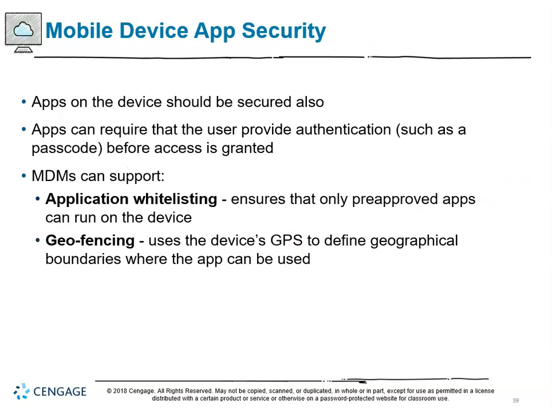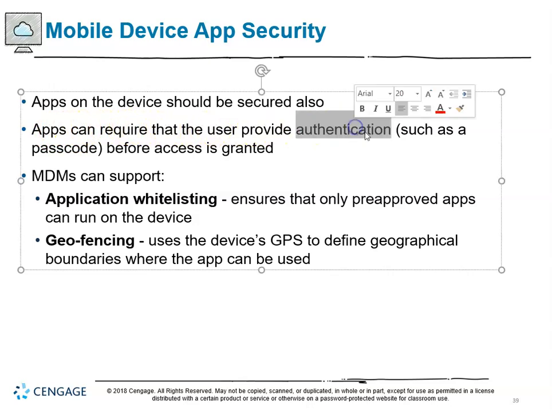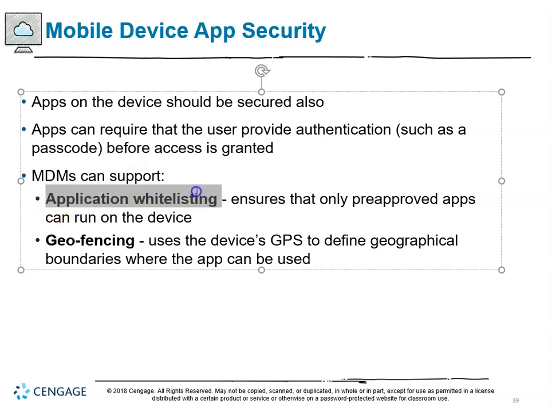And then we also want to talk lastly about mobile device application security. What about these applications, these programs that are running on the mobile devices in our enterprise? They need to be secured as well. So for applications, you can set them up so that apps can require that the user provide authentication, such as a passcode, before access is granted. So the mobile device management systems we talked about previously can do these two things to help support this kind of security: application whitelisting and geofencing. Make sure you understand the difference between these two. This shows up on the certification exam.